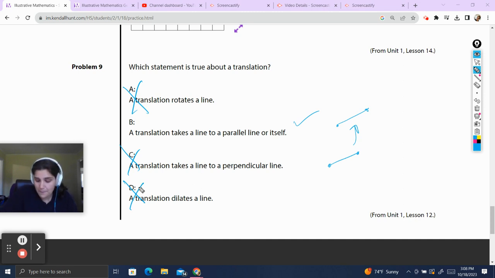A translation is always going to retain the slope of the line. So if it's getting moved, the slope's going to stay the same. And when the slope's the same, you end up with a parallel line. If I'm translating, say, by a directed line segment here, this line is just going to shift up, or it's going to end up on the same line. So it's either parallel or it's on the same line that the original image is on. And that makes B the correct answer.